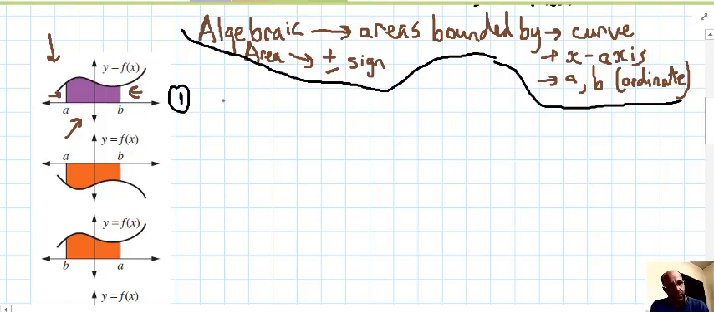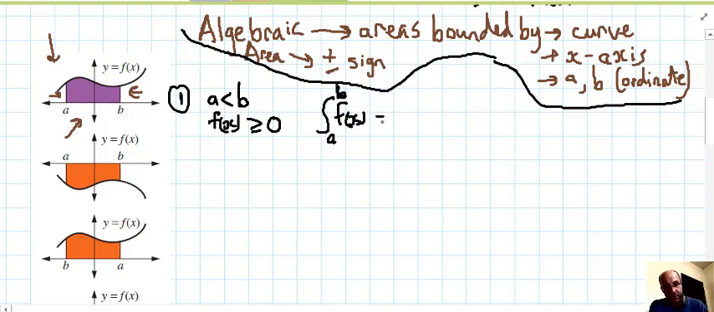In diagram 1, we have the condition where a is less than b. We have the condition that f of x is greater than or equal to 0 at all times over that interval. And so when we take the integral of the function between a and b, we get a positive number as our result. So the algebraic area is a positive quantity.